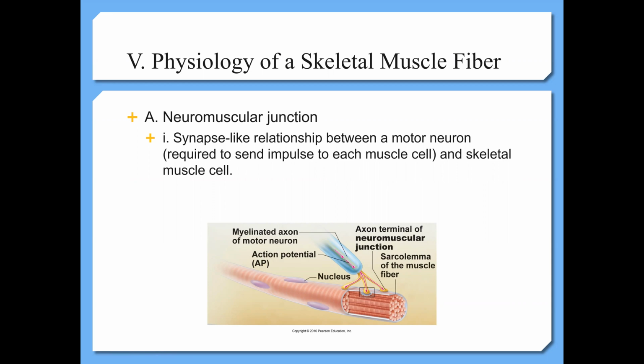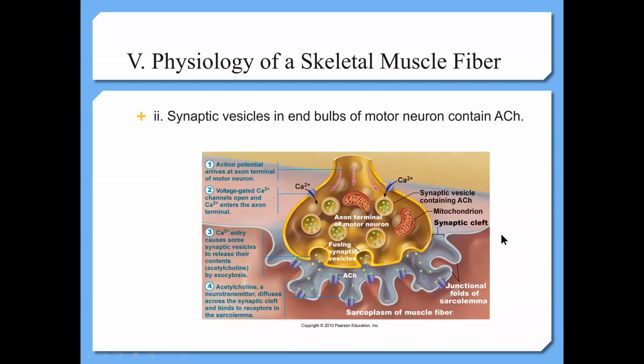The nerve turns out to be in the middle of the muscle fiber, because all the muscle does is shorten. And so we have a synapse-like relationship between the motor neuron that's going to send a signal to the muscle cell to contract. So here is our ending of the nerve here. Here is the gap, the synaptic cleft, and here is the muscle, okay?